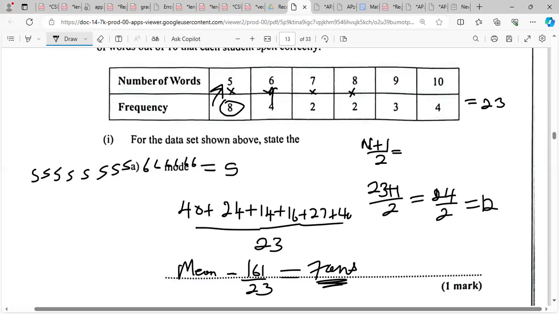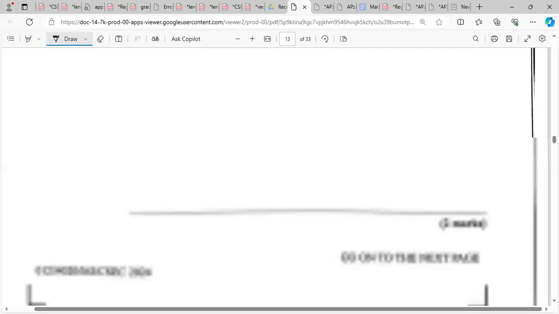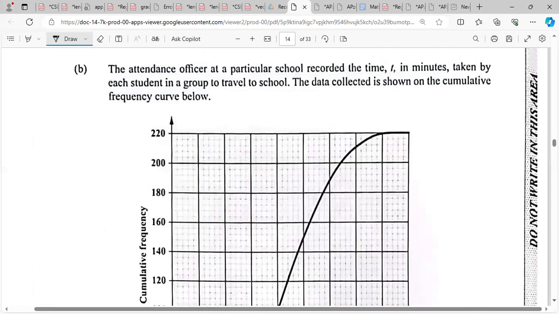Alright, what is next for us? That wasn't me, we just did that. It says the attendance officer at a particular school recorded the time t in minutes taken by each student in a group to travel to school. The data collected is shown in a cumulative frequency curve.